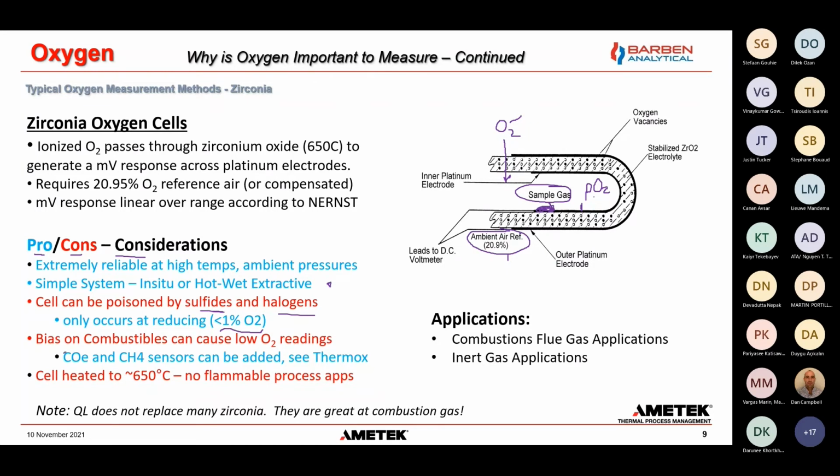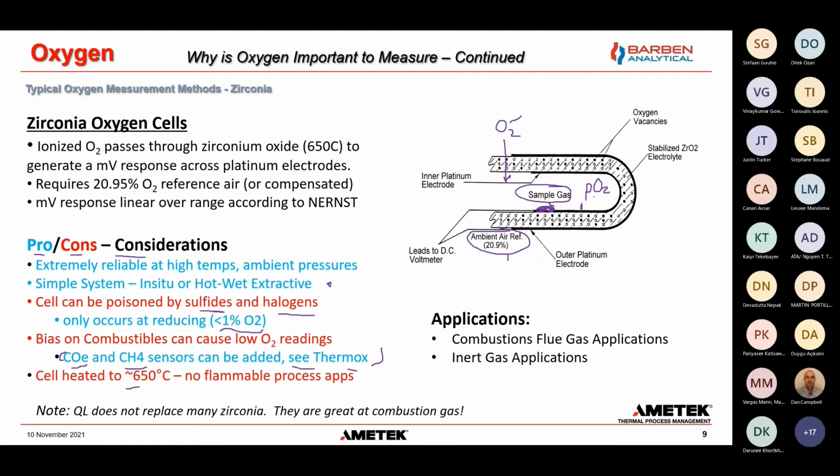And that would then cause a low O2 reading. The good news here about this is that combustibles and CH4 methane sensors can be added. Companies like Thermox provide units like that on their close coupled extractive units, if you want. But that would be something to be aware of if you're looking at an in situ unit, that it could have some low readings with uncombusted products.